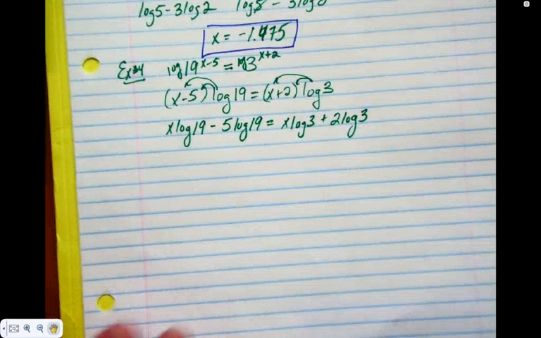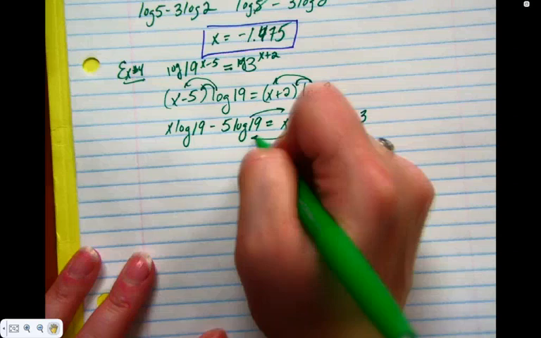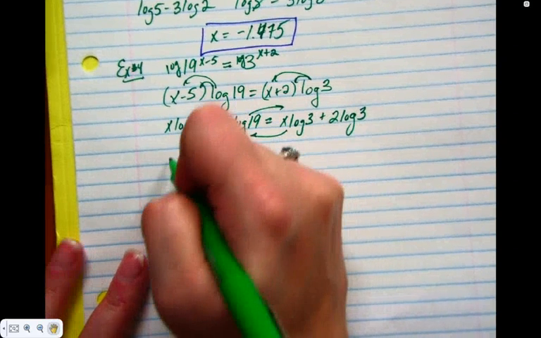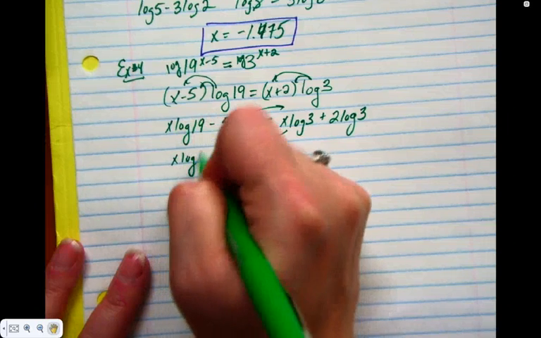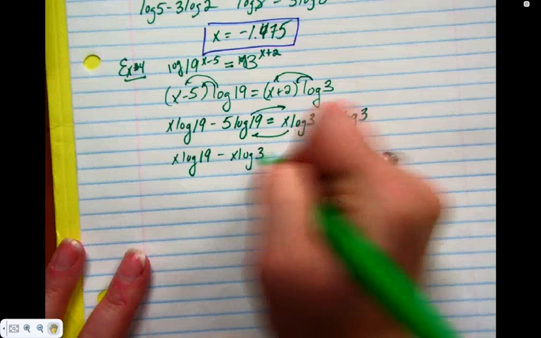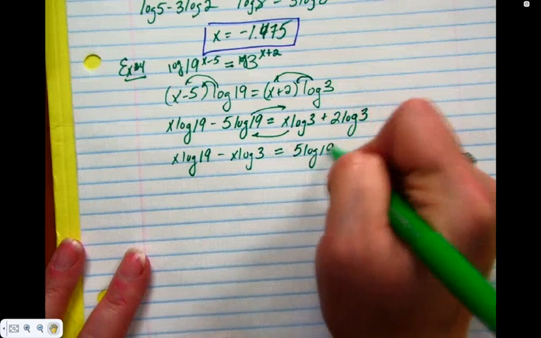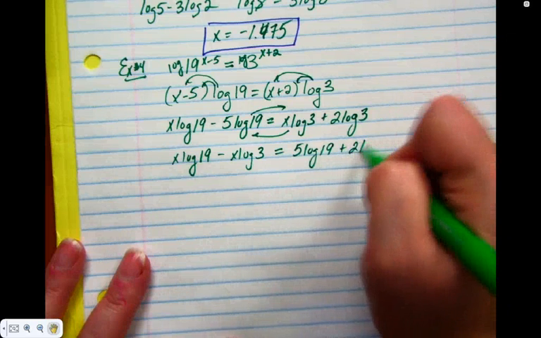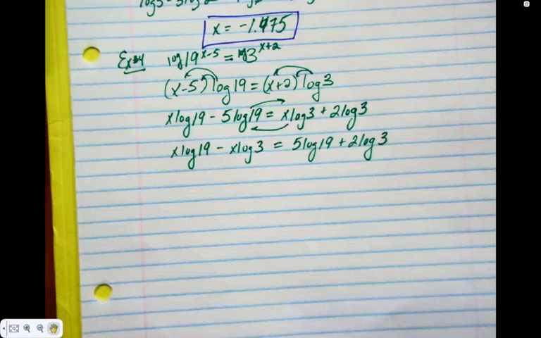Okay. x on one side, anything without an x on the other. So x log 19 minus x log 3 equals 5 log 19 plus 2 log 3. Yep, you're just one step ahead. Just want to give everyone a chance to catch up.